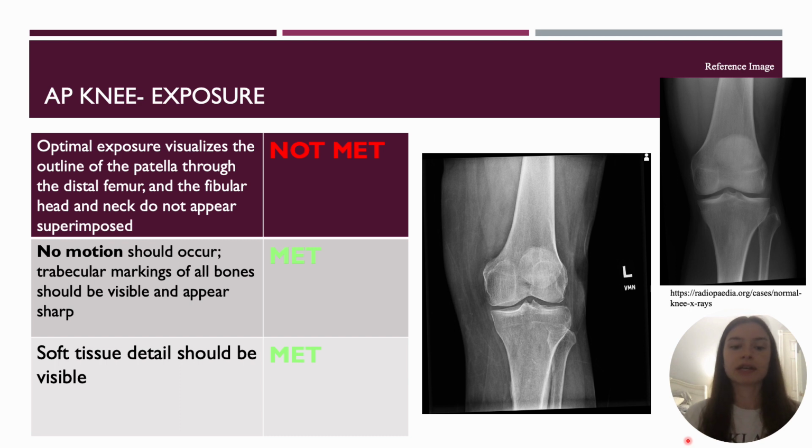The next criteria is no motion should occur, trabecular markings of all bones should be visible and appear sharp. I did say met for this one because the bones do appear clear and sharp, and no motion is evident in this image. Next, we have soft tissue details should be visible. Once again, I said met for this one because you can see that soft tissue here and here.